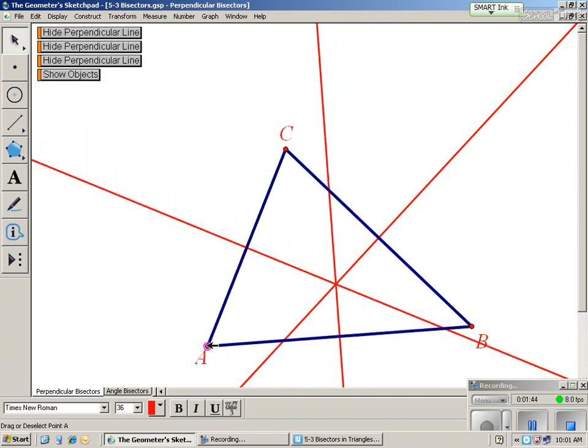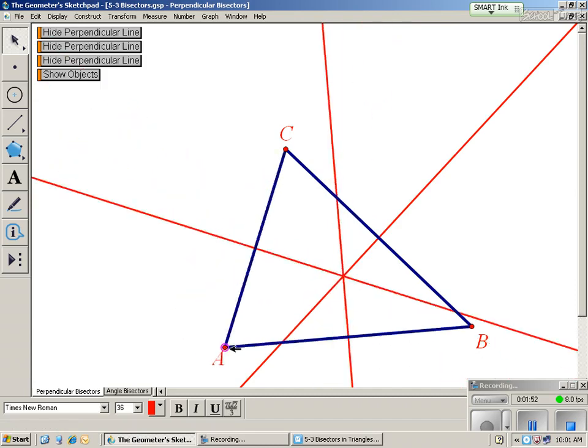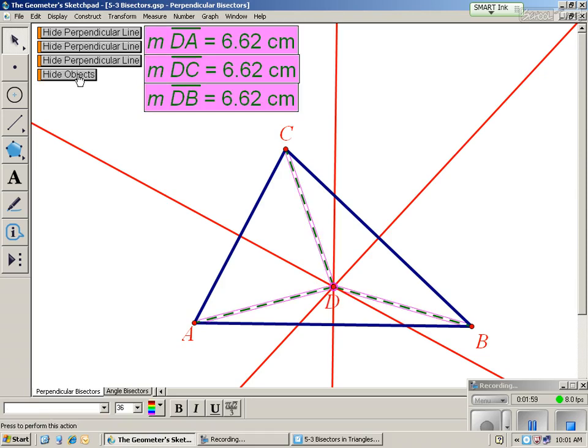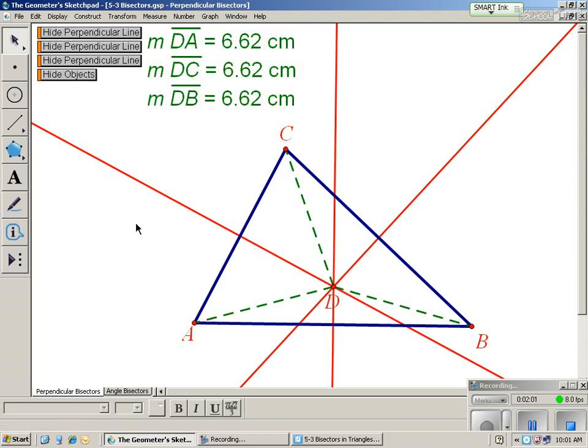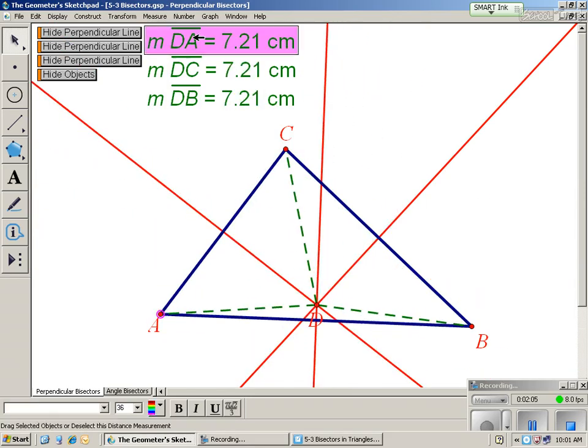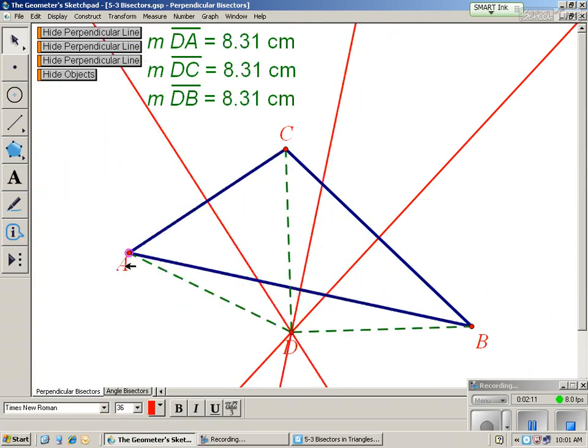Now, this point of concurrency has a name, and it's called the circumcenter of the triangle. The circumcenter has another really interesting characteristic, which is that it is the same distance away from each of the three vertices. So if you notice, however I move this, the distance between that point and the three vertices is always the same.